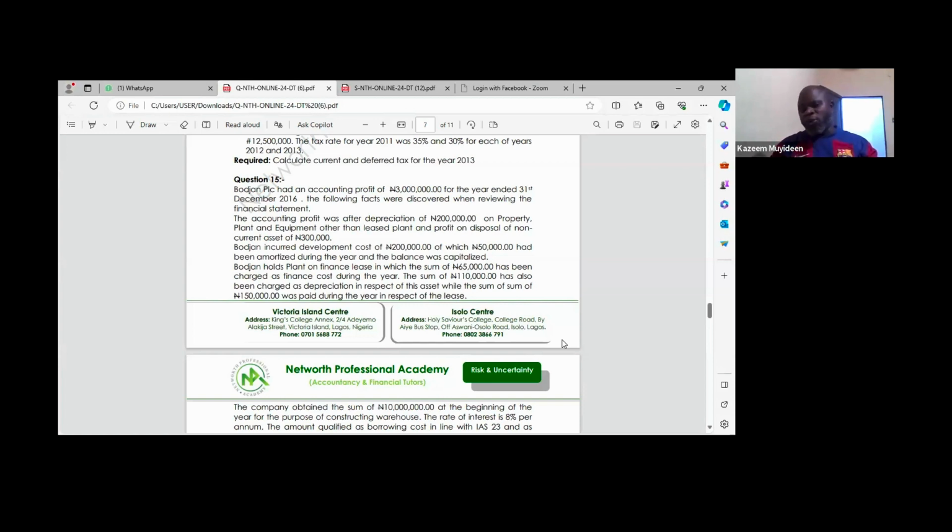The following facts were discovered when reviewing the financial statements. Accounting profit was after depreciation of 200,000. What am I going to do to the depreciation on property, plant, and equipment? Depreciation is a disallowable expense that we add back.